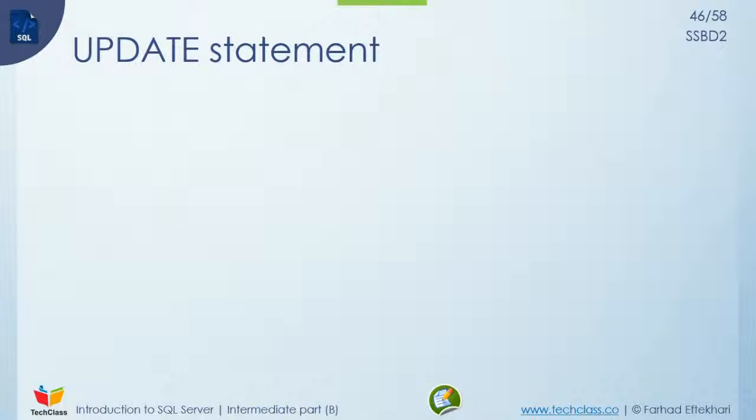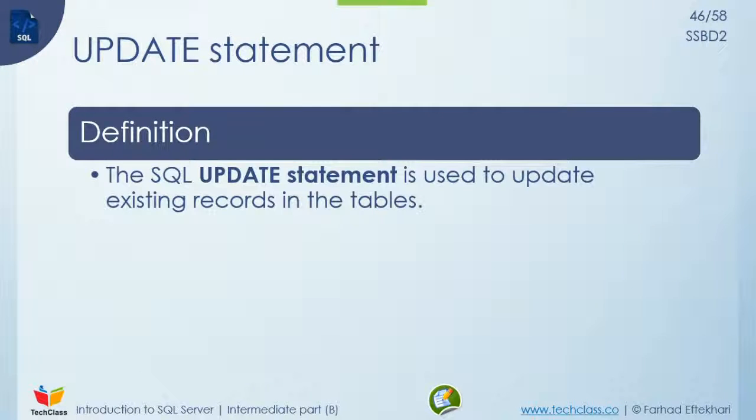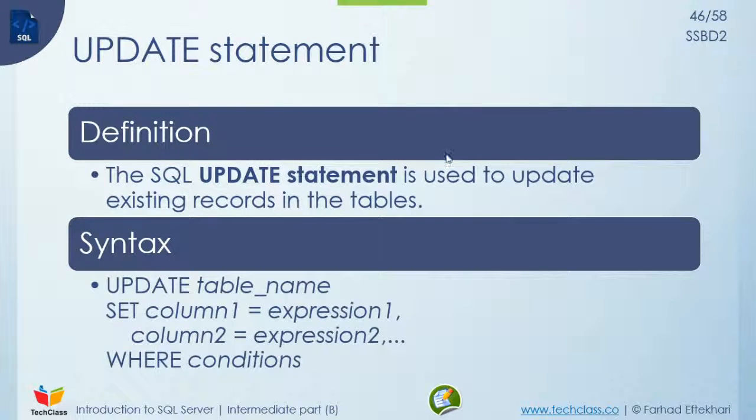Alright, and now we have the update statement. By definition, the SQL update statement is used to update existing records in tables. And this is the syntax that we have to use. We have the keyword update here, and then the table whose information we want to update, and then the set keyword, and then we mention the column names and the values that we want to assign to those columns. And if there are many other column names, you can mention them alongside each other.